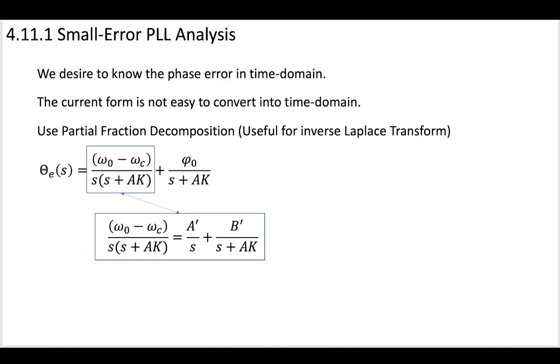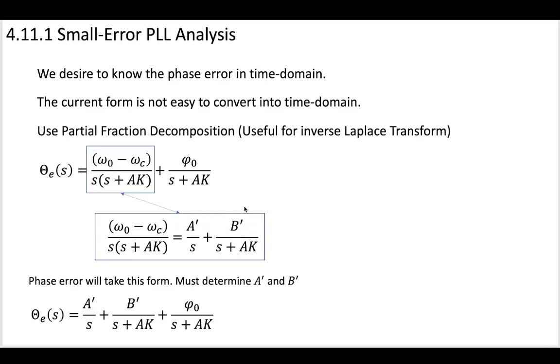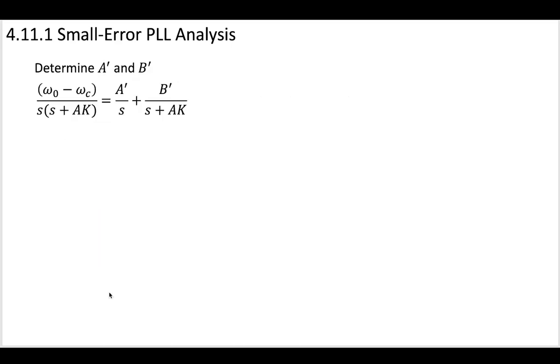And we can rewrite this. We know that there are two fractions summed together that could add up to this. What we don't know, though, is what A prime and B prime are. So the phase error is going to take this form, but we just don't know yet what A prime and B prime are. So let's focus on finding A prime and B prime.